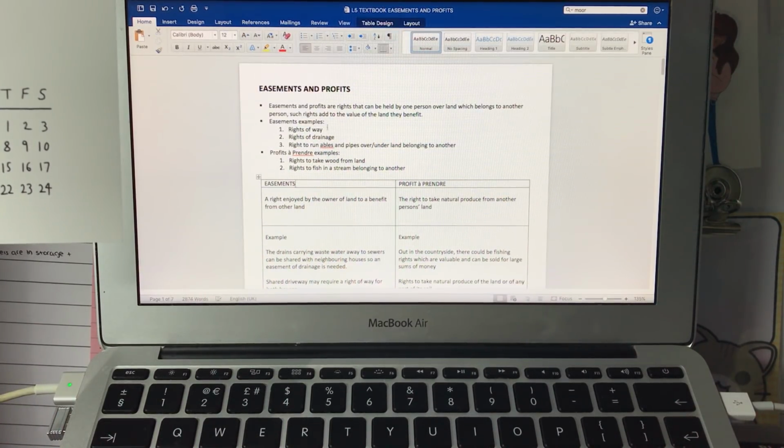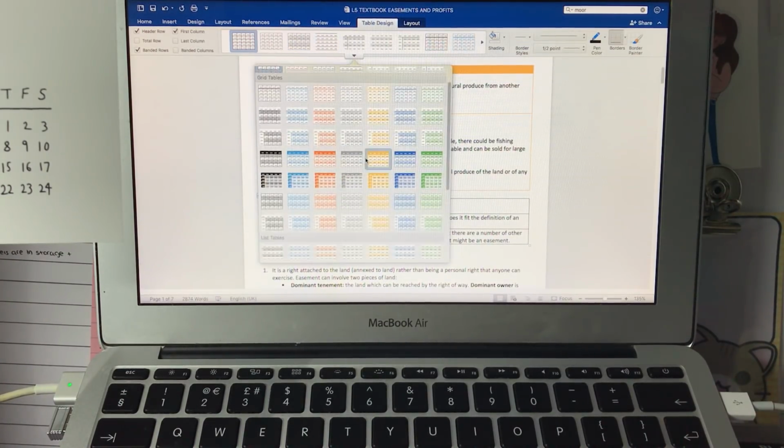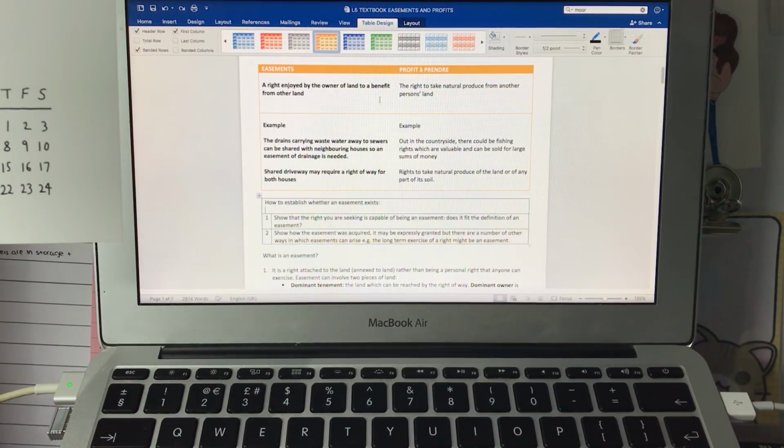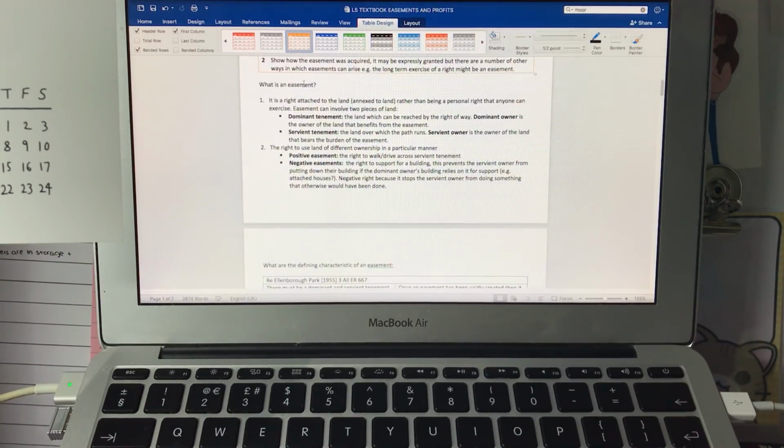At the very end, I go back to my lecture and my textbook notes and then have a look at the headings or the subheadings and make them bold or underline them. I also change the layout of the tables to make it more colourful.